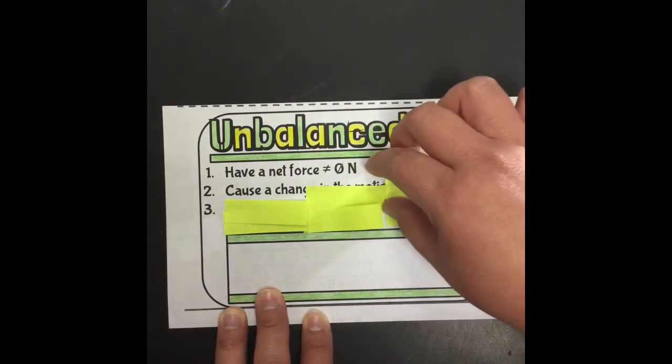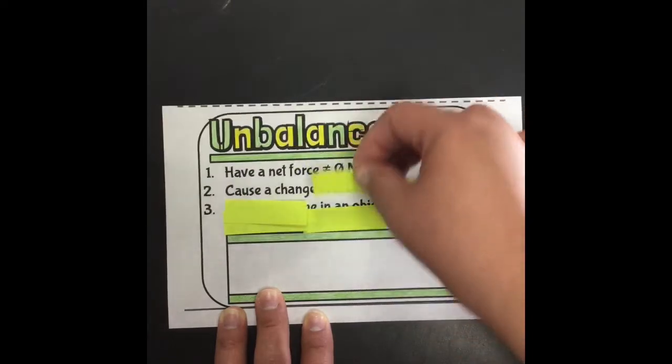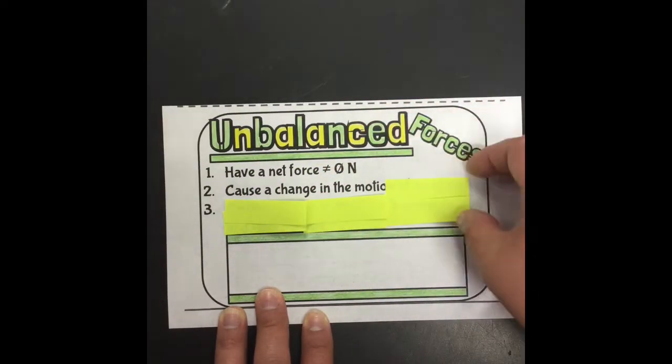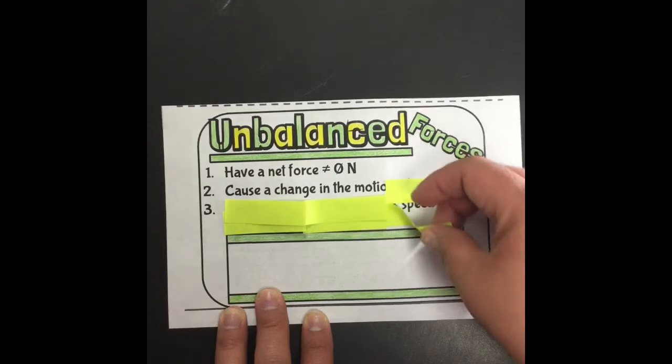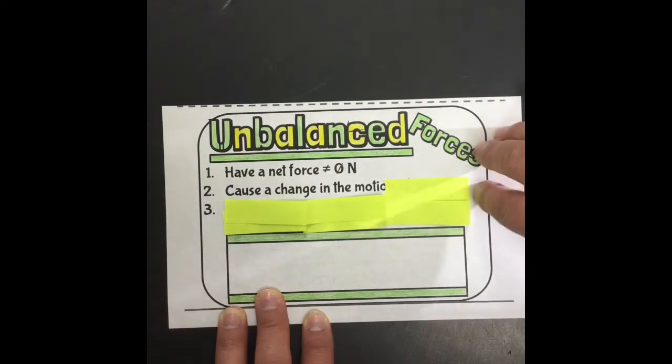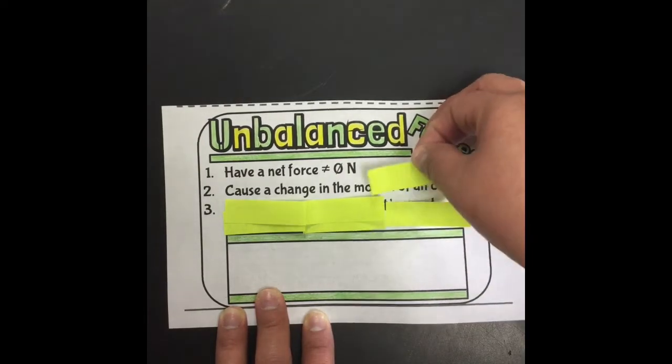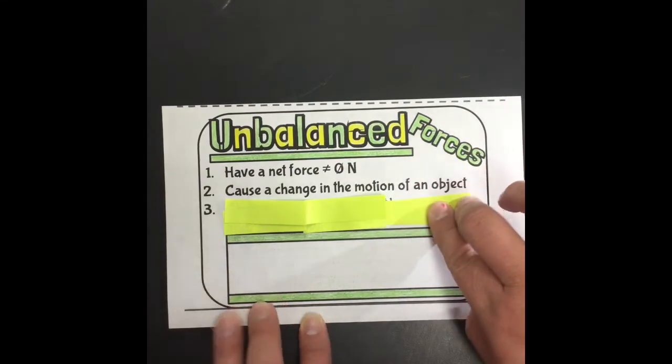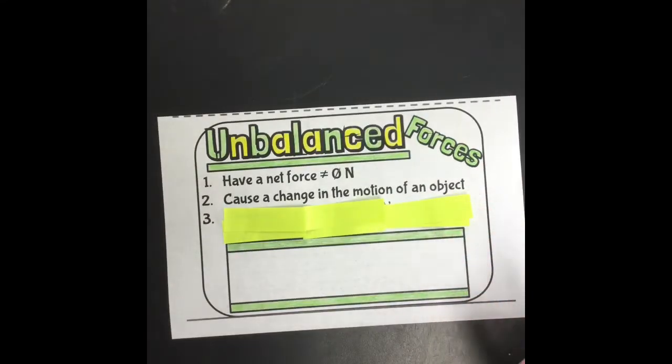Unbalanced forces can cause a change in the motion of an object. What that means is if it's in motion, if it's moving, it could cause it to stop. Or if it's stopped, it's just sitting there, it could start to move.